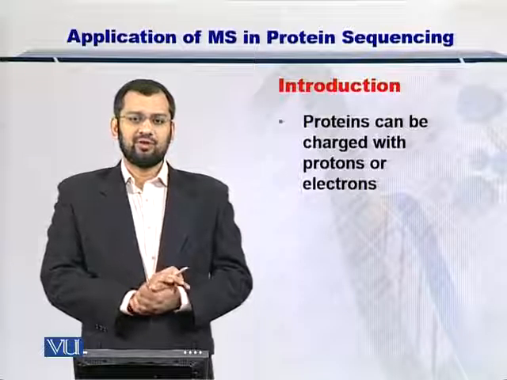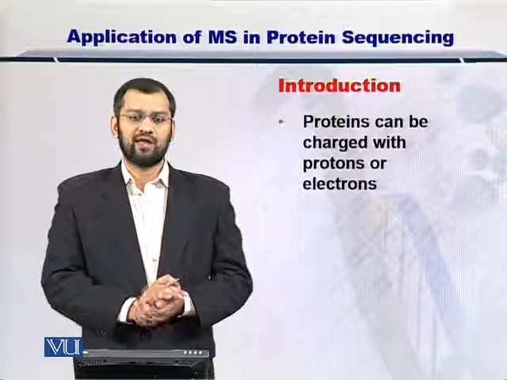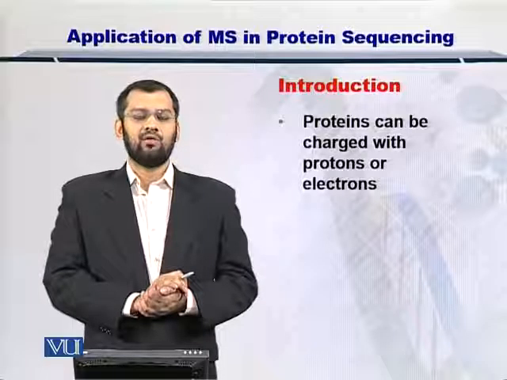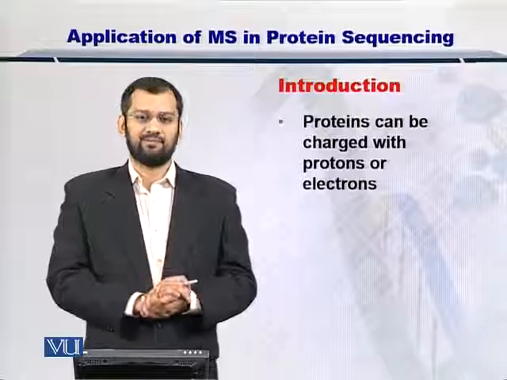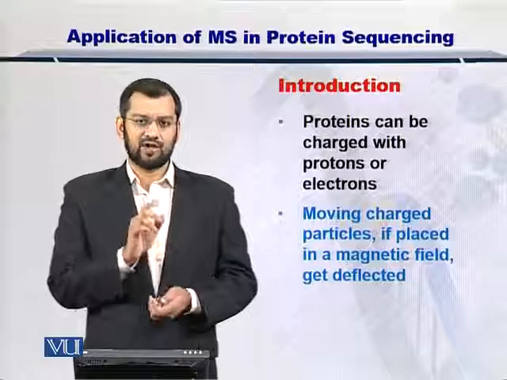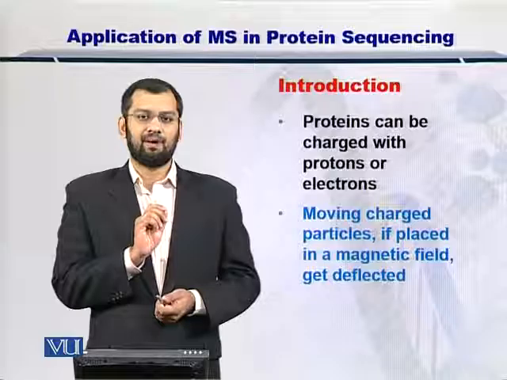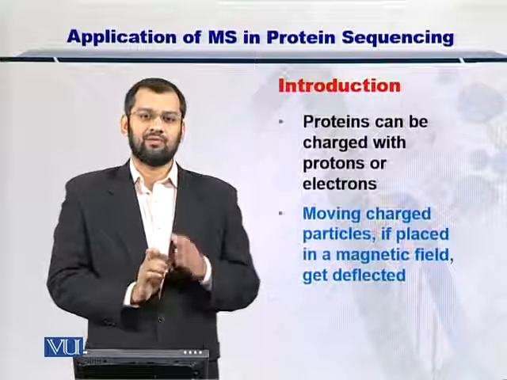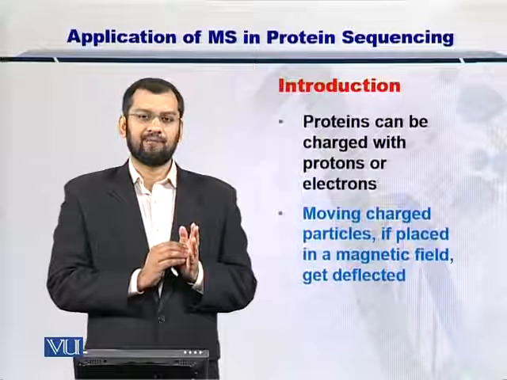So the first thing that you need to recall is that the protons or electrons can actually be added on top of a protein. So in such a situation, the protein will become a charged particle. And then, if you place this charged particle into a magnetic field and you impart some velocity to it, it will get deflected. It will diverge from its path due to the effect of the magnetic field.